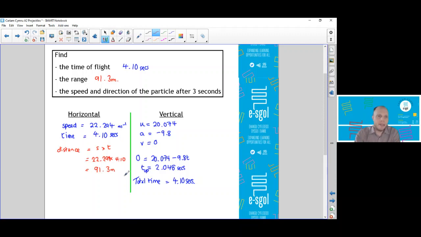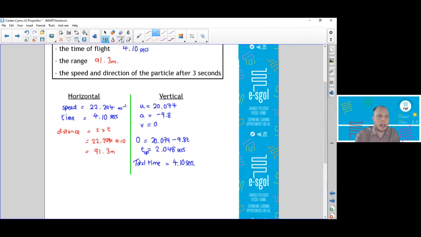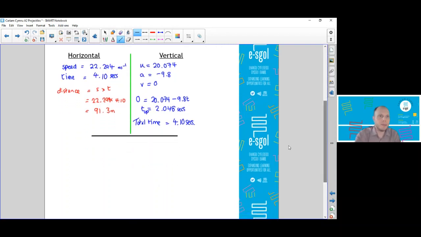Now I need to find the speed and the direction of the particle after 3 seconds. And actually for that, I'm going to start again, because everything I've done so far is all to do with going all the way up, all the way back down. Now I know that after 3 seconds, it's going to be on its way back down, because it's longer than 2.05, so it's on its way back down. So nothing I've done really helps.